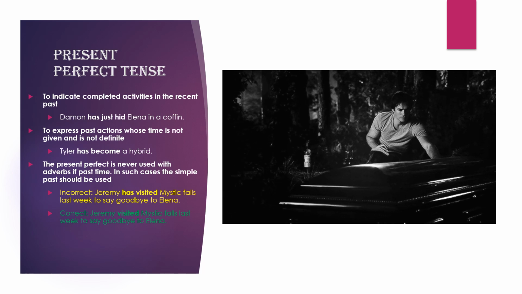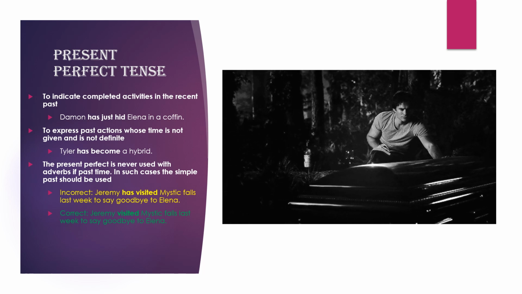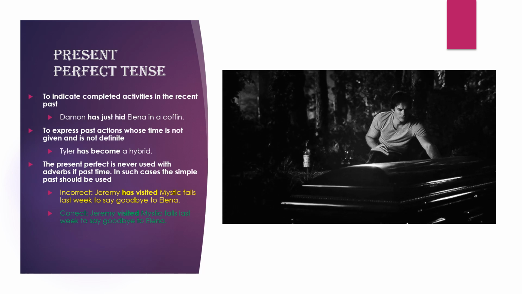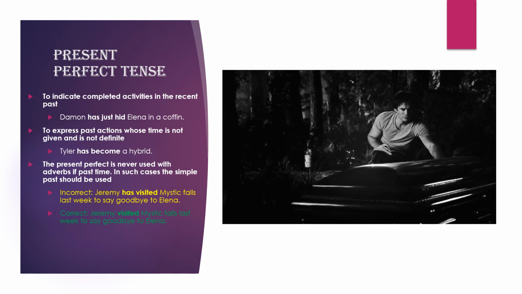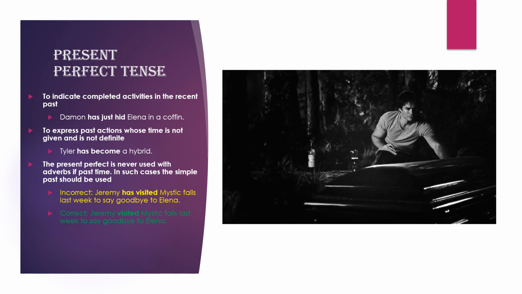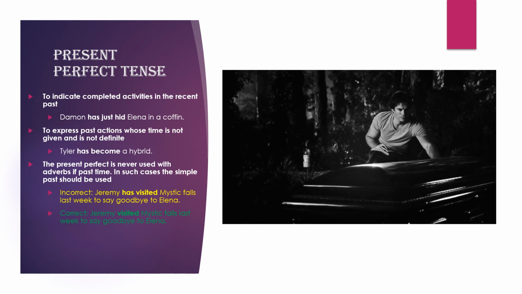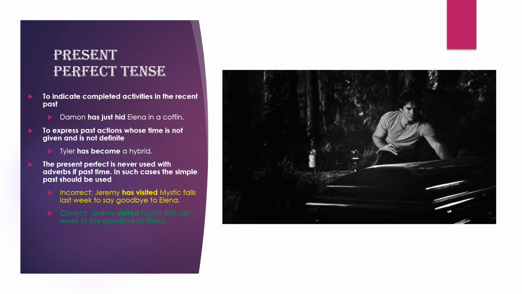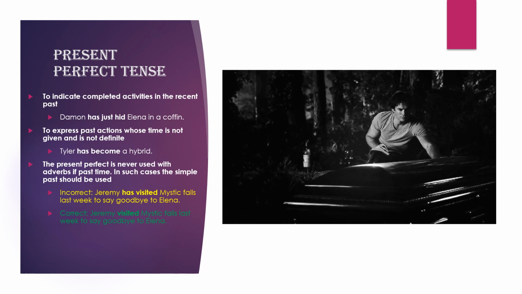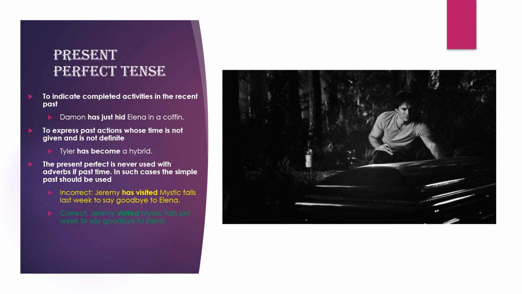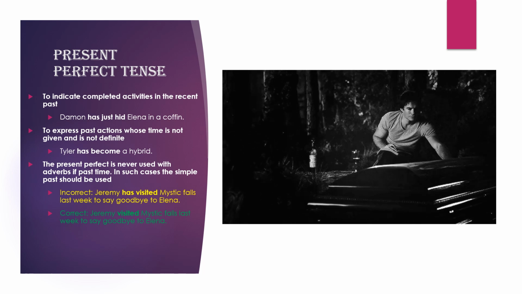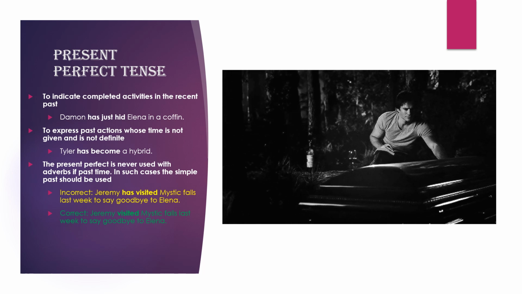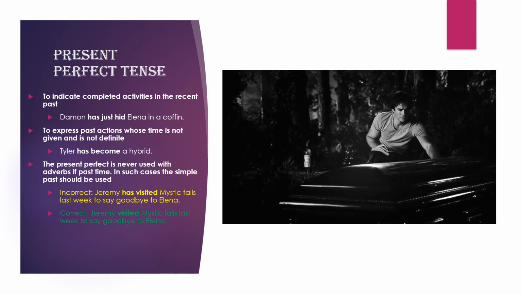You're not giving it a very definite definition. So for example, Tyler has become a hybrid. The action of becoming a hybrid is complete, but it does not tell you when exactly this happened. So for such cases also, when you talk of a certain past action which is complete, but the sentence is not defining when it got complete, we'll be using present perfect tense. And the present perfect tense is never used with adverbs of past time.